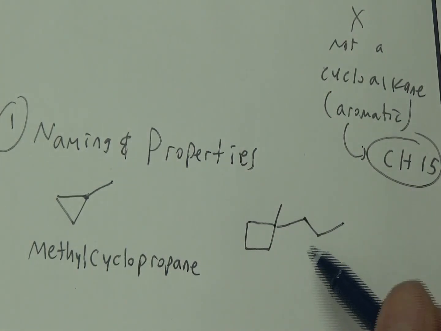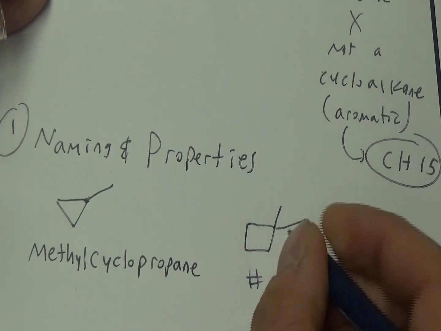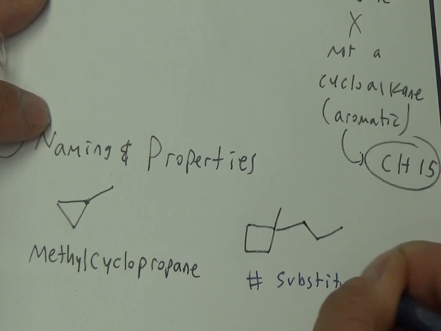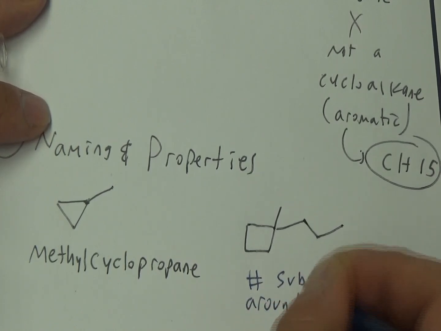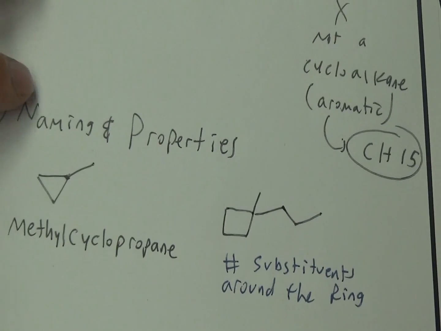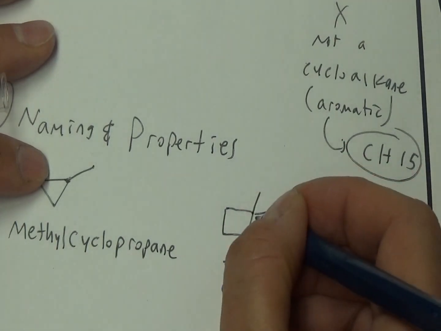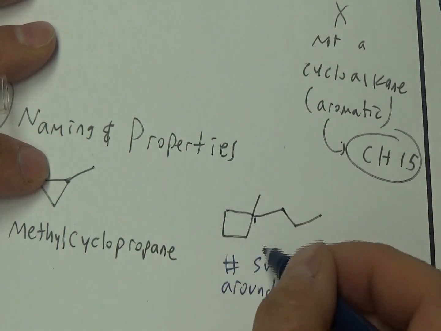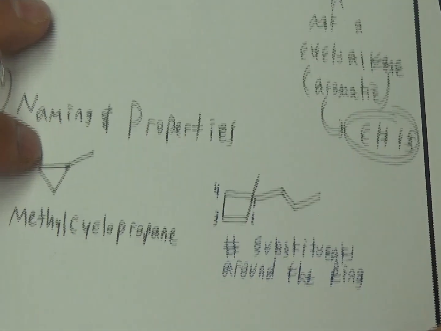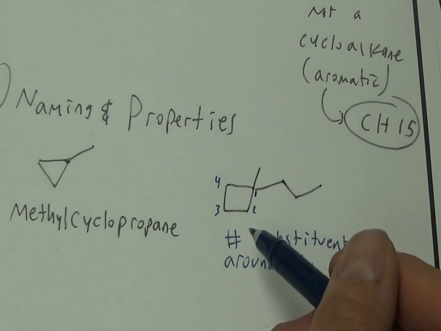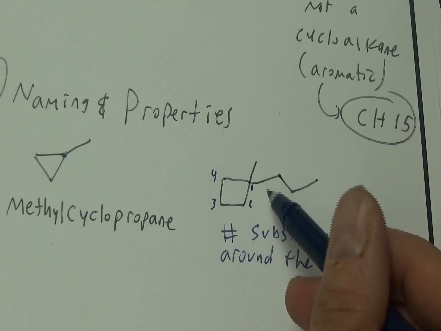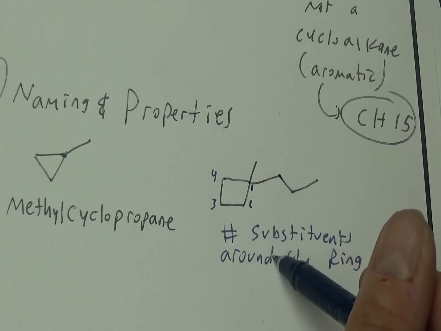And we number the substituents around the ring. There's some rules to that we'll get to in a second, but we'll just arbitrarily say this is 1, where the substituents are, 2, 3, 4. Where you start numbering is where those substituents are, and if you have multiple substituents, there's other rules, but we'll get to those in a second.